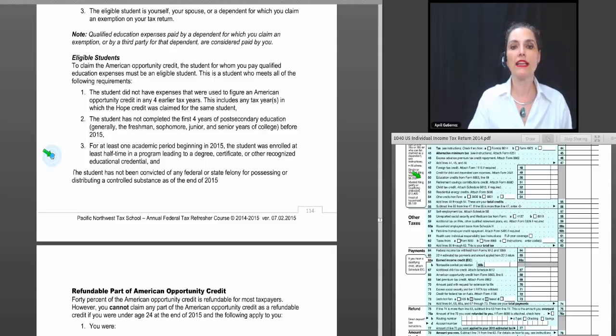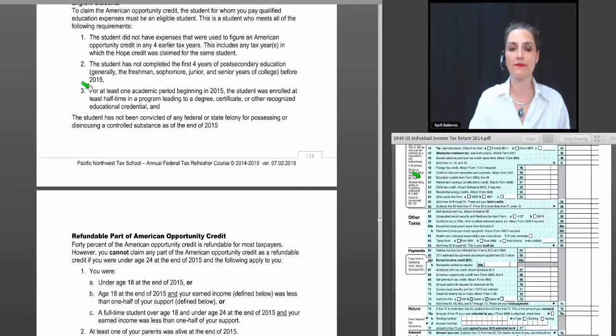And for at least one academic period beginning in 2015, the student was enrolled at least half-time in a program leading to a degree, certificate, or other recognized educational credential, and the student has not been convicted of any federal or state felony for possessing or distributing a controlled substance as of the end of the year.